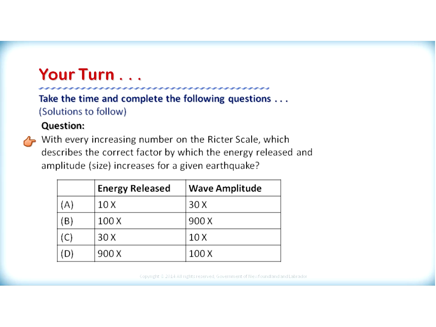So when we look at energy released, the energy released according to Richter magnitude would be 30 times for every increment of 1 on the Richter scale. And wave amplitude would increase 10 times for every increment of 1 on the Richter scale. So the answer to this question would be C. Energy released increases 30 times, and the wave amplitude increases 10 times. So the answer to this question will be C.